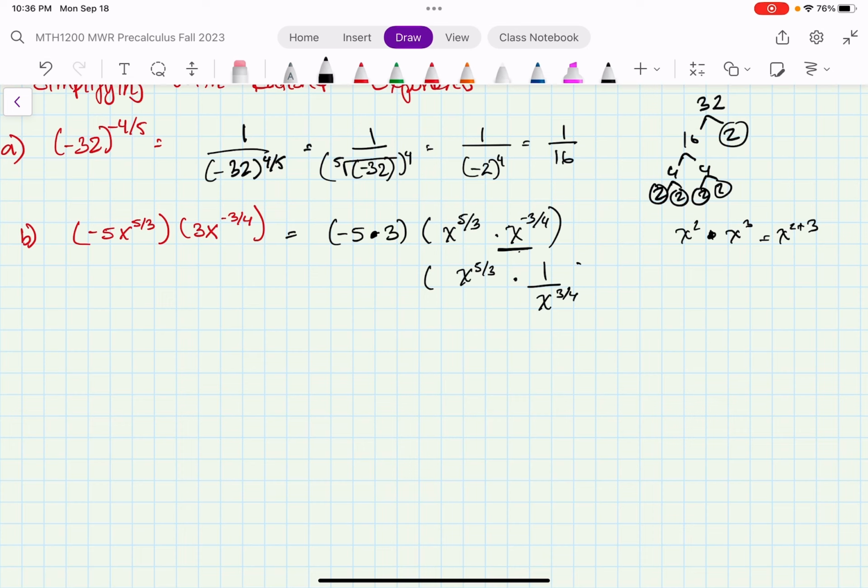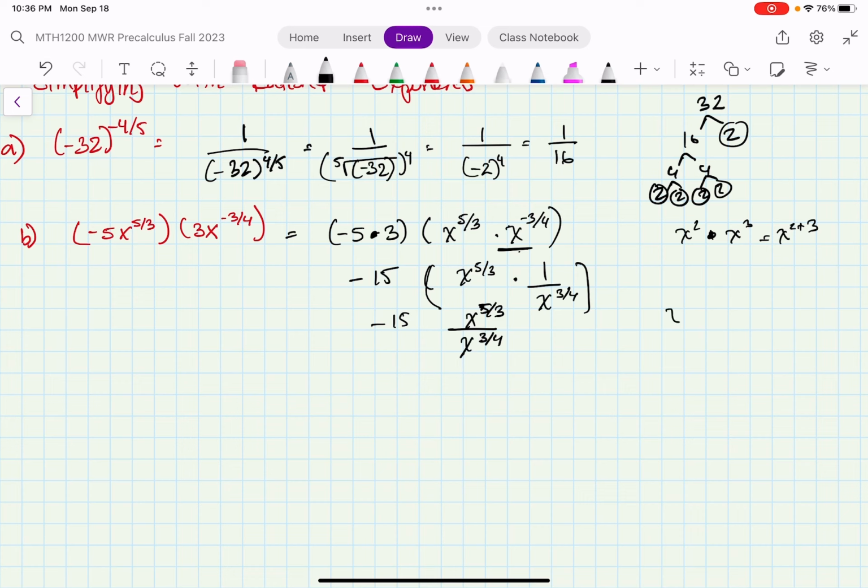So that is a fraction. Whenever you have a fraction, you have to make sure to note that the fraction does not exist with the denominator equal to 0. I'm going to show you how to do that. So let me go back to this. Negative 5 times 3 is negative 15. Now I can just combine this and have x to the 5/3 times x to the negative 3/4.